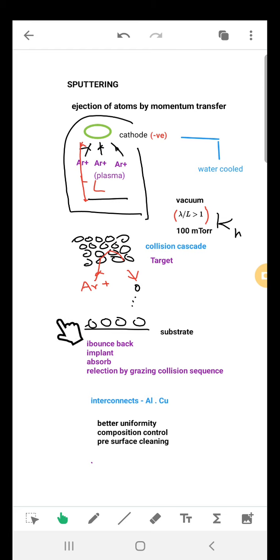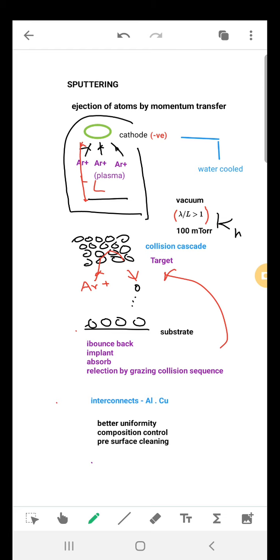Now when an ion is incident on a target, there are a few possible things. It can bounce back, it can get implanted, it can get absorbed, or it can cause reflection by a grazing collision sequence. This is what sputtering is all about, grazing incidence.